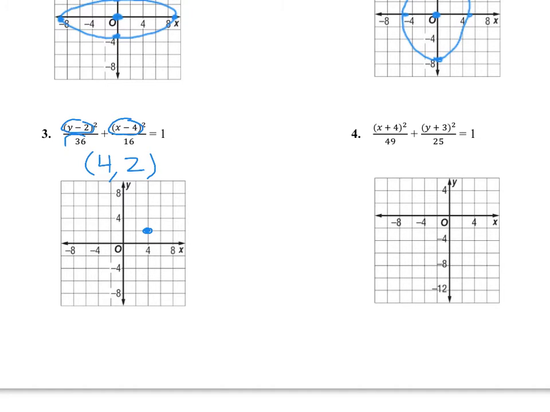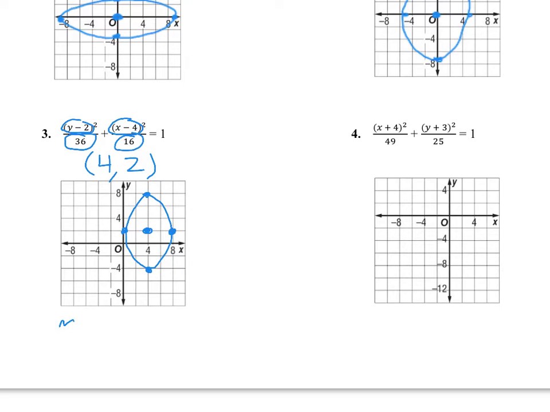Underneath y we see a 36. Square root is 6. So we go up 6 and down 6 from the center. Underneath the x we see a 16. Take the square root, which is 4. So we go to the right 4 and to the left 4. Then we make our ellipse out of the 4 outside points.